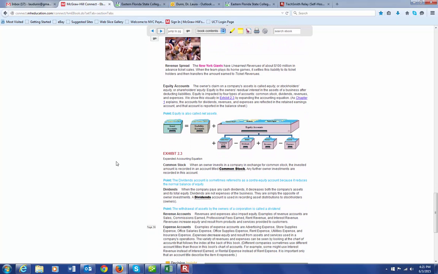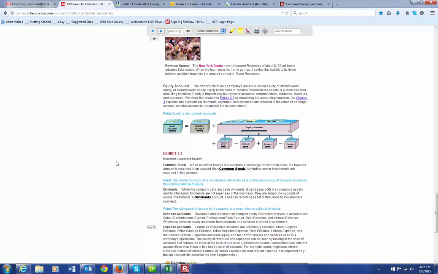And then we've talked about equity accounts. Again, let's quickly go over that. Generally speaking, when an owner invests in a company, they get common stock in exchange. They own stock in that company. The amount the owner invests is usually put into an account called common stock. The amount that a company pays out in dividends to its shareholders goes into an account called dividends.